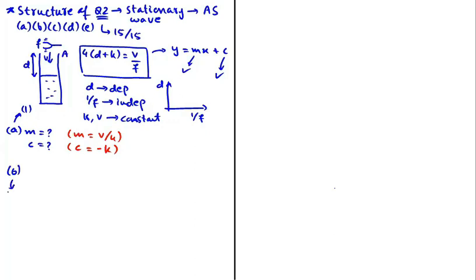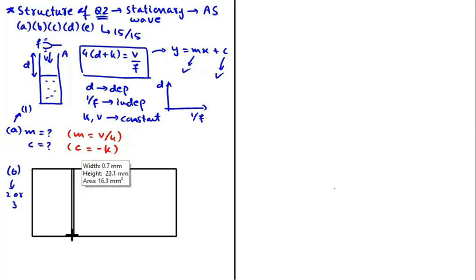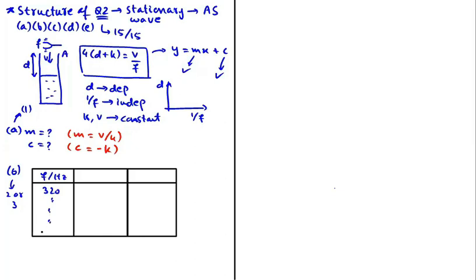And this part usually carries 2 or 3 marks. Students, in part B of graph question, we are always given an incomplete table and we are asked to fill it out. So in this graph question, we have been given a table of 3 columns. The first column has 6 values of f, where f is the frequency of this tuning fork expressed in hertz. So first value of f is 320 and the last value of f is 512.